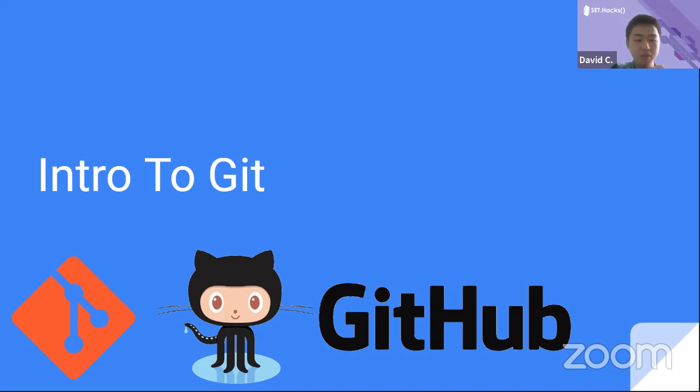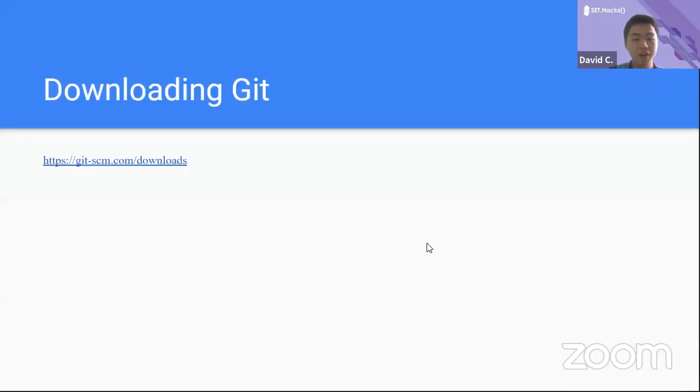Okay, so this is an introduction to Git. I already posted this link in the Zoom chat, but if you type this link in your browser URL, it'll take you to a website where you can download Git. You don't need to download it for this workshop. If you want to follow along, go ahead. I'm just going to be making really easy coding examples.